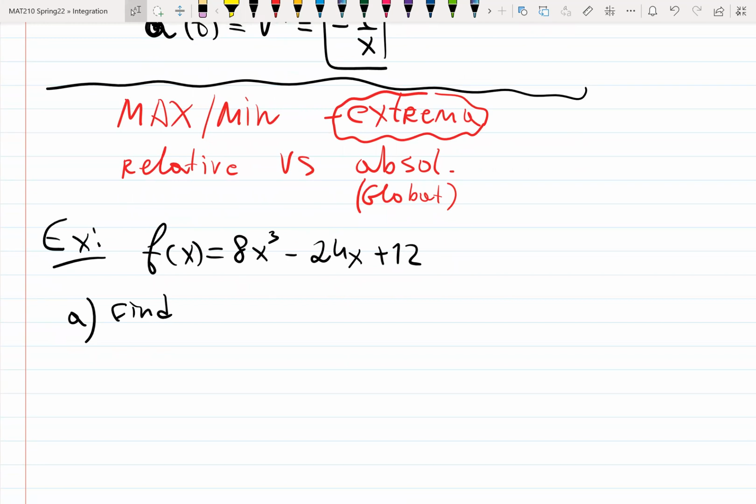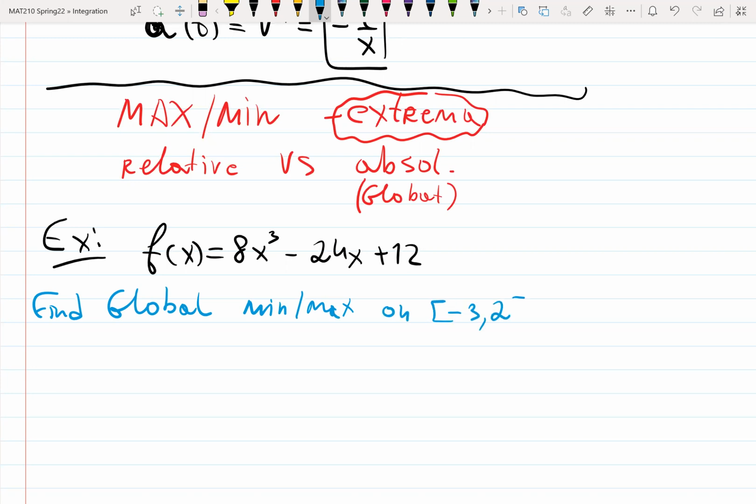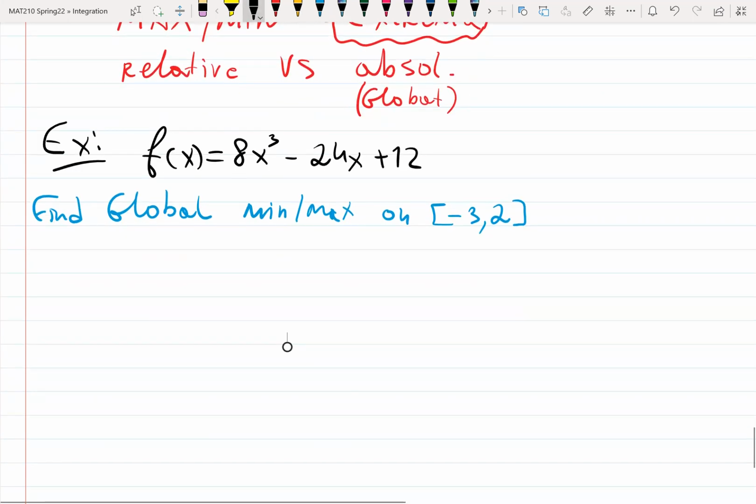let me see how I should explain it better. Okay, 2 ways, 2 things to find, and they are different. Let's do global first. Global, find global min-max, absolute extrema. See, they're called absolute extrema. On the interval from negative 3 to 2. There's a theorem that says on the closed interval, this continuous function will definitely have maximum and minimum.